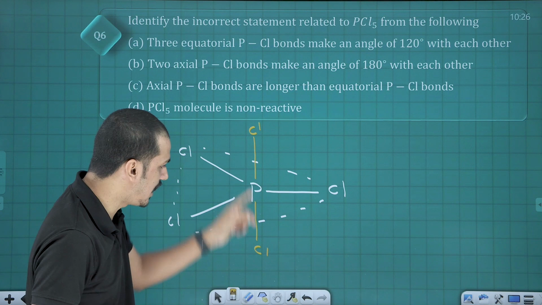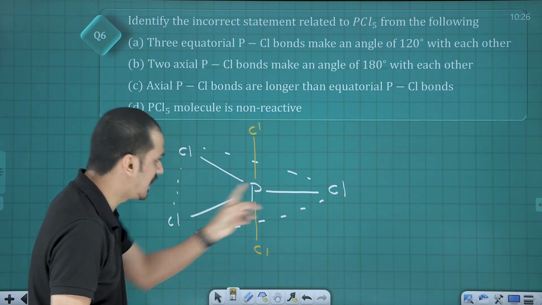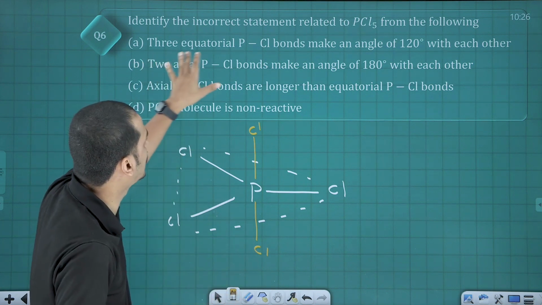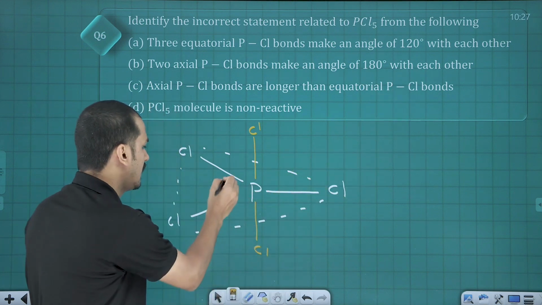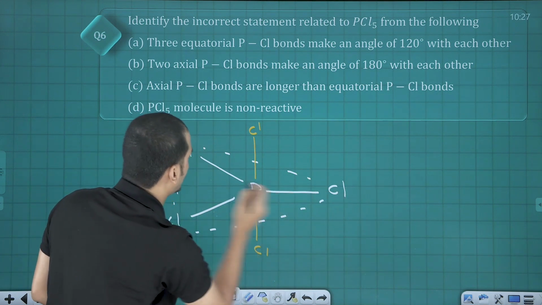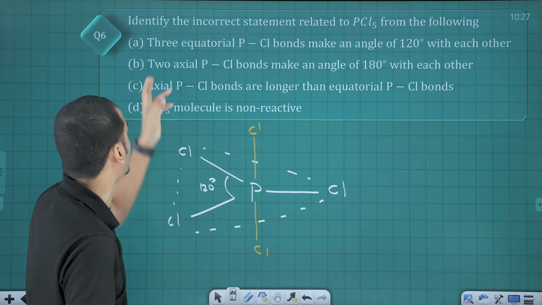Correct? These two, this yellow color one, are called what? Axial, and the white color bonds are called what? Equatorial. That you know. Now let's look at the statements. 3 equatorial PCl bonds make an angle of 120 degrees. The angle between the white, that means the equatorial bond angle, because they form a triangle. So 120 degree, 120 degree, 120 degree. That one is correct.